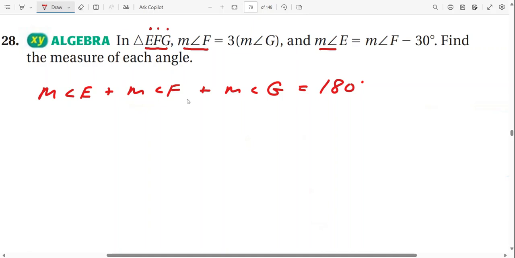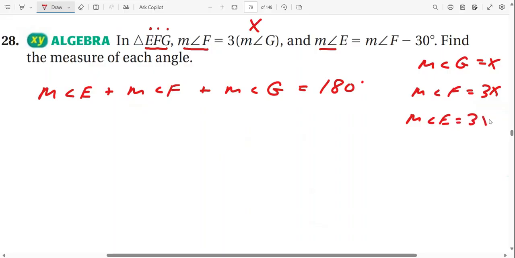If you guys did this, you should be able to answer it. Go ahead, Lindsay. We can call G x. And then that's like 3x. Good. The measure of angle G will let that equal x. All right. And if angle F is 3 times that, what are we going to call angle F? You just said it, Lindsay. 3x. Good. All right. And angle E is F minus 30. So what are we going to call angle E, please? 3x minus 30. Very good. Good job.